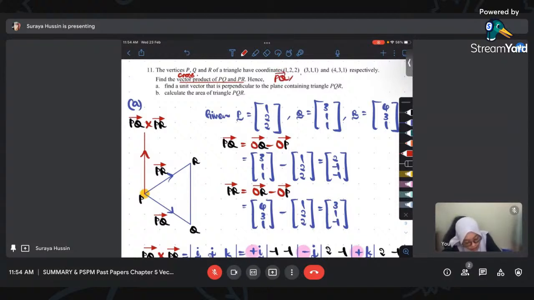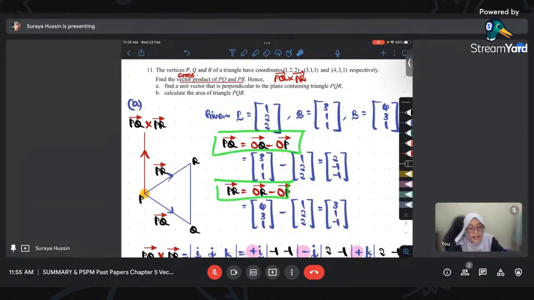Dia nak cari ni ya. Saya harap kamu faham apa soalan ni minta. Dia kata vector product bermaksud cross product. Dia memang nak cari yang cross punya. Tapi sebelum dia nak cari jawapan ni, kenalah cari satu-satu dulu. Iaitu carilah PQ dulu. Carilah PR dulu. So nak cari PQ dan PR dulu, gunalah formula.